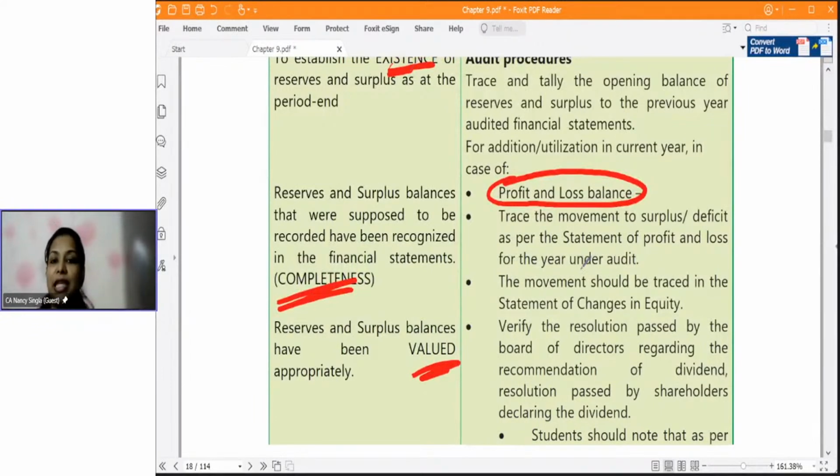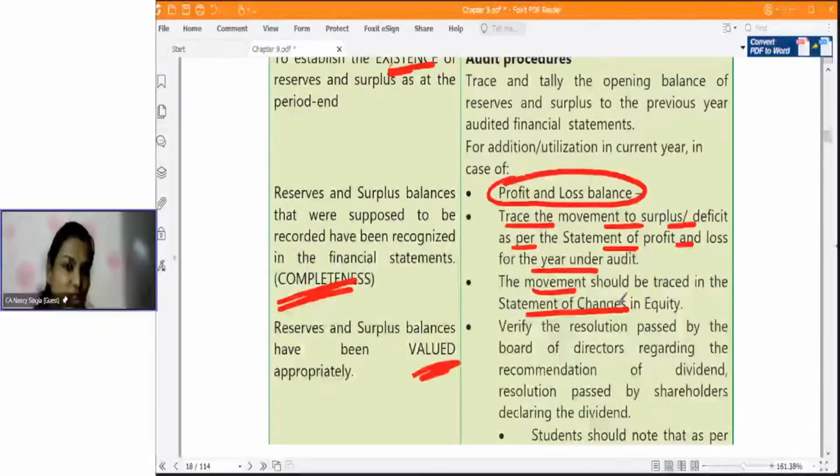So profit and loss के लिए क्या क्या देख सकते हैं? Trace the movement of surplus or deficit as per the statement of profit and loss due for the period under audit. Statement of profit and loss में आपको P&L का balance दिखेगा. Have a look at it. Check it from the statement of changes in equity. देखो स्टेटमेंट ऑफ चेंजेस इन इक्विटी में आपका पूरा मूवमेंट ऑफ रिजर्व्स आता है ना, that if any change of share capital is there, if any payment of dividend is there, consider that. If any payment of dividend is there, then it is associated with what? The resolutions passed by the board of directors and the shareholders. Consider those also. Simple hai.